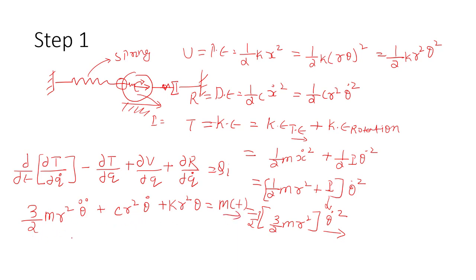Now, if we compare this equation with the general form of the governing equation, for a rotation part, we can write it as I equivalent theta double dot plus C equivalent theta dot plus K equivalent theta is equal to Mt.